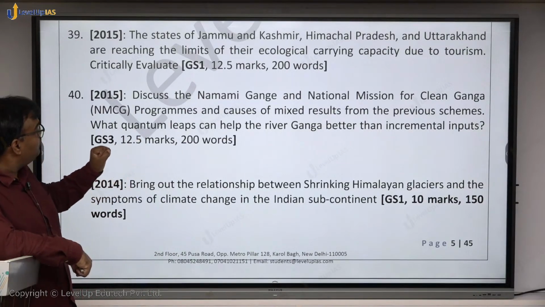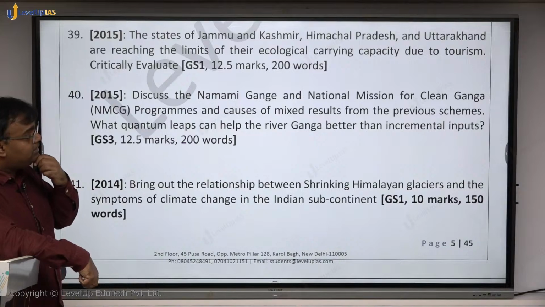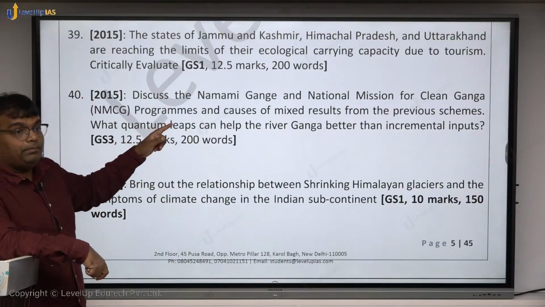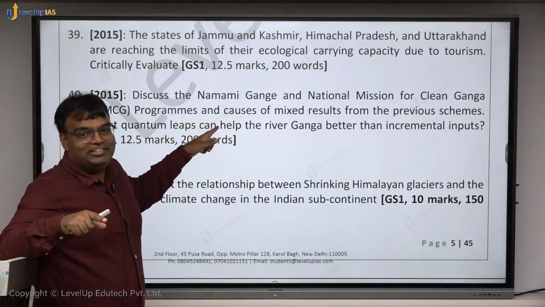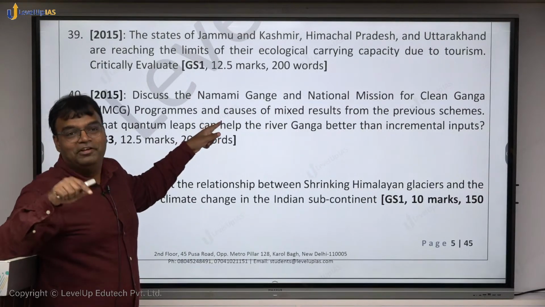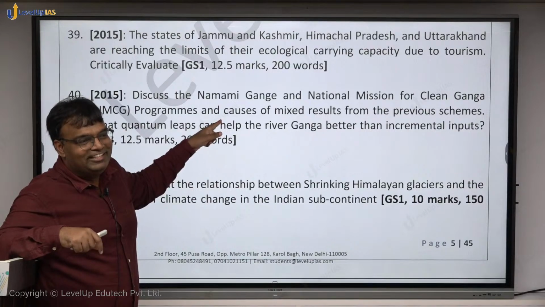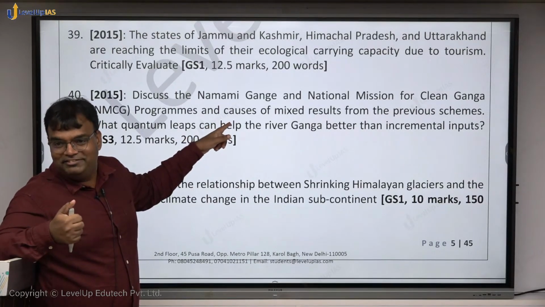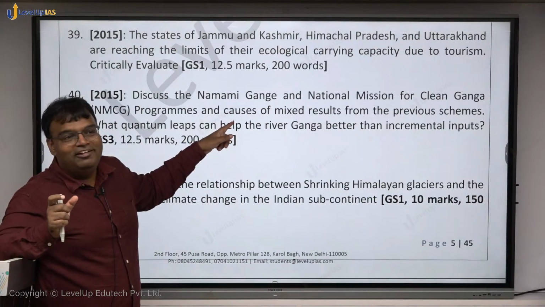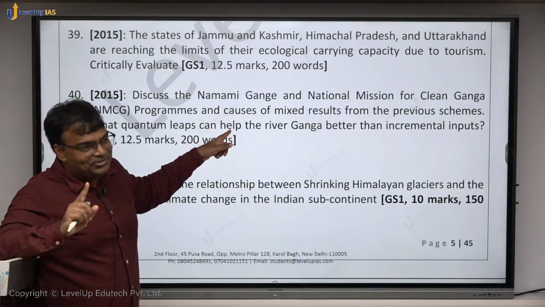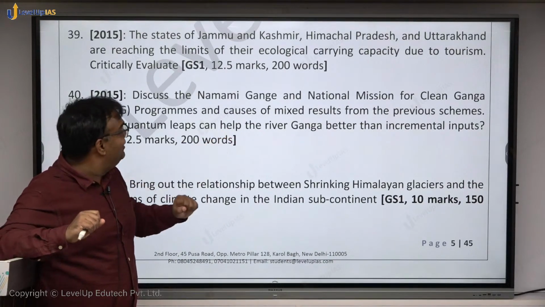So discuss the Namami Gange and National Mission for Clean Ganga program and causes of mixed results from the previous scheme. Here Namami Gange was just launched, and that is why they are asking what were the causes for mixed result of the previous scheme. But now when they ask about Namami Gange, they'll ask what good things Namami Gange has achieved, and what are some of its failures. So Namami Gange analysis is also very important, very crucial.